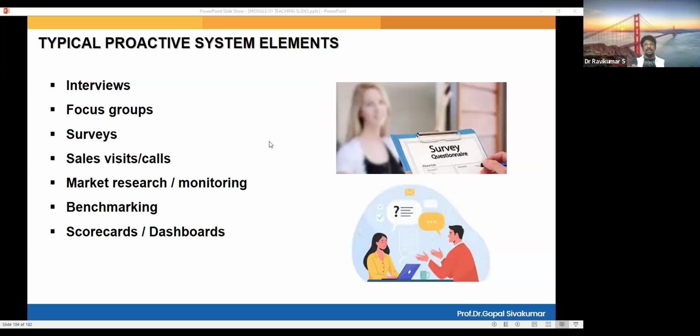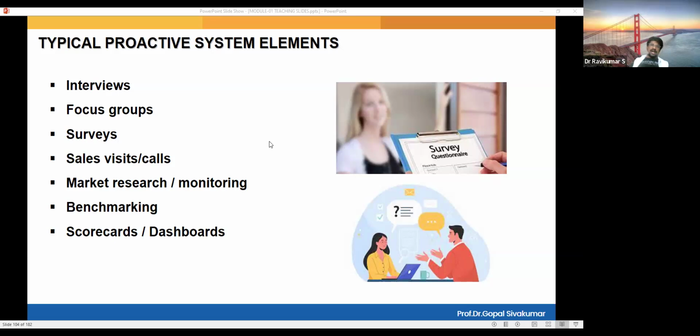Then you can visit for a service check or sales visit. You can call the customer and get data. Then through market research and monitoring, you'll be able to collect data. Finally, benchmarking, that is collecting data about different products of a similar category and checking with the customers also. So benchmarking is a wonderful tool. You'll be learning that in the improve phase also.